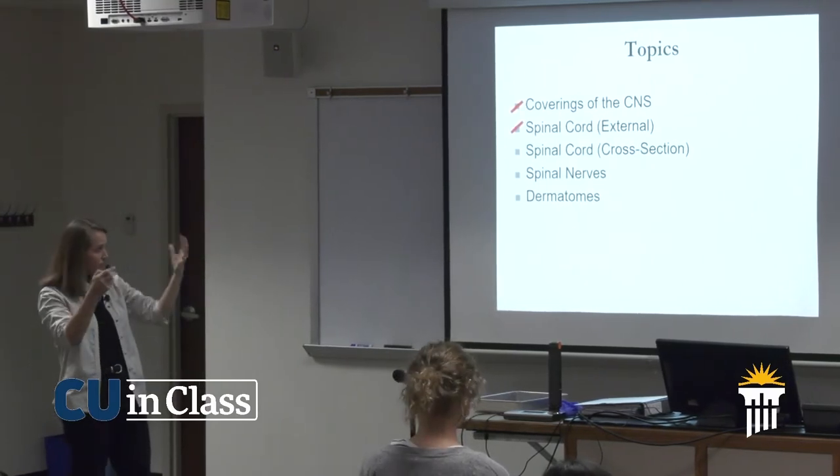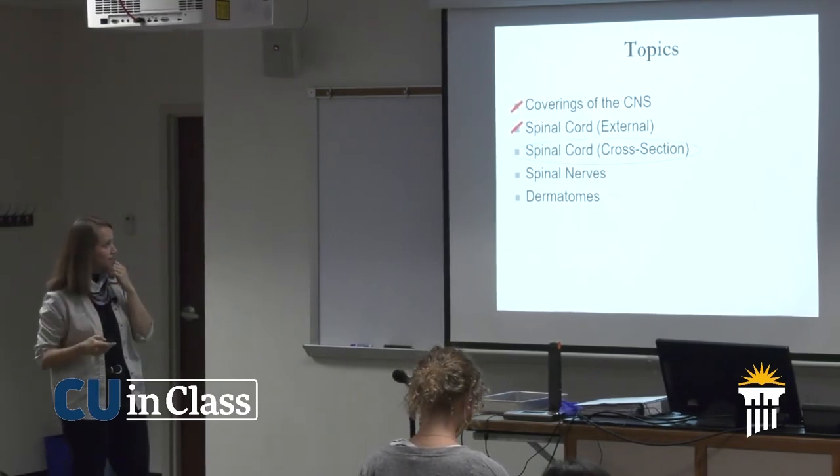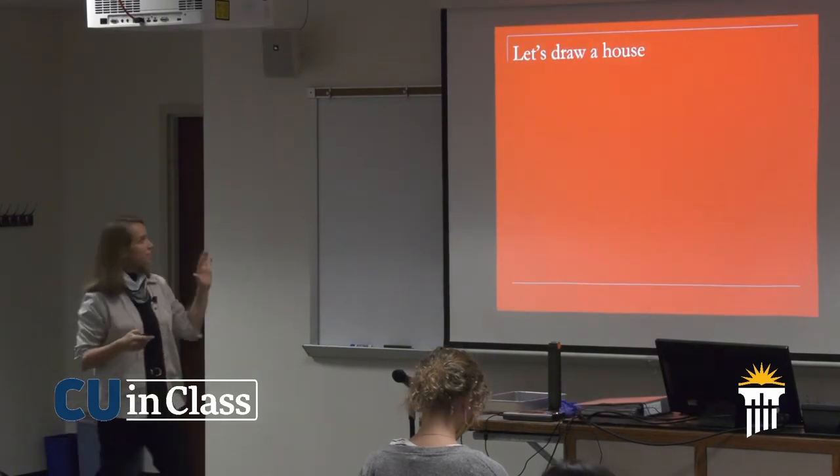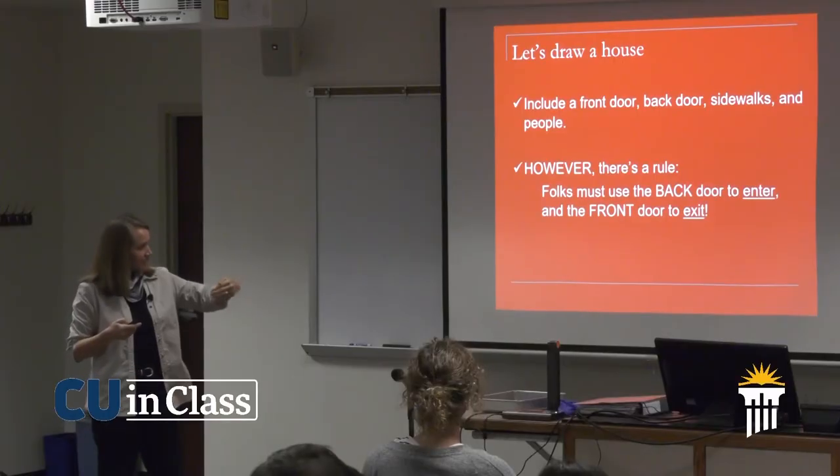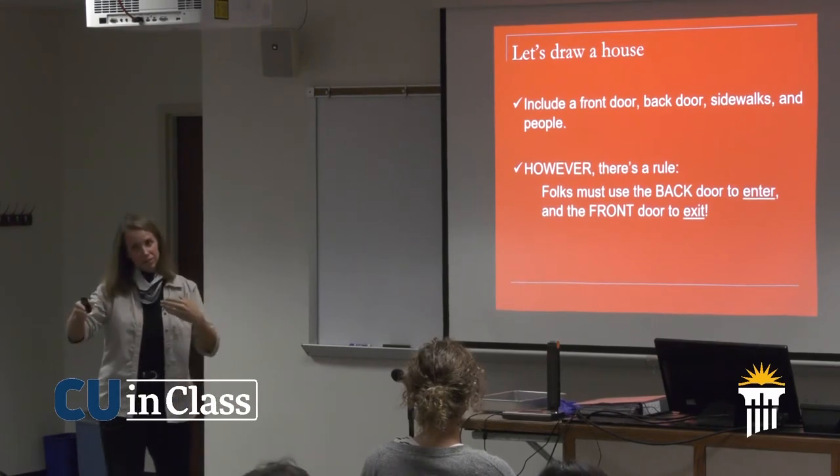So we've looked at the coverings over the spinal cord, the external. Let's now look at a cross section of it. And to do this, let's think first about drawing a house. You don't have to draw it, just in your mind as we're up here, you can draw it. So in your mind's eye with a house, have the front door, a back door, sidewalks, and people. And here's the rule. Folks have to use the back door to get into the house and the front door to get out of the house.